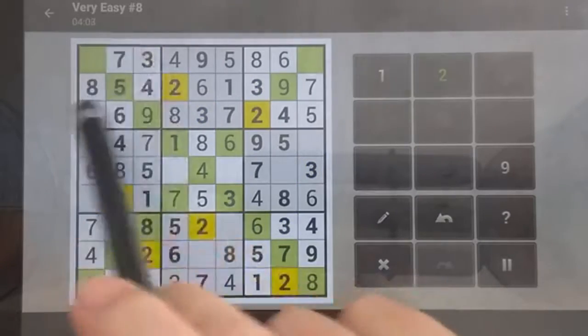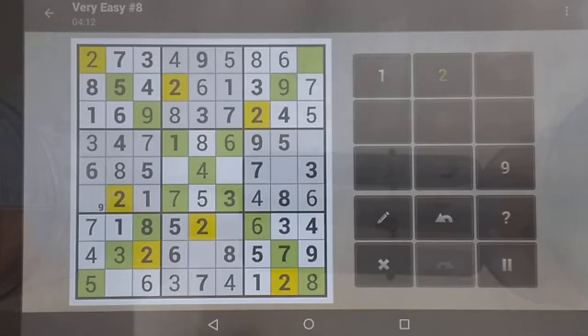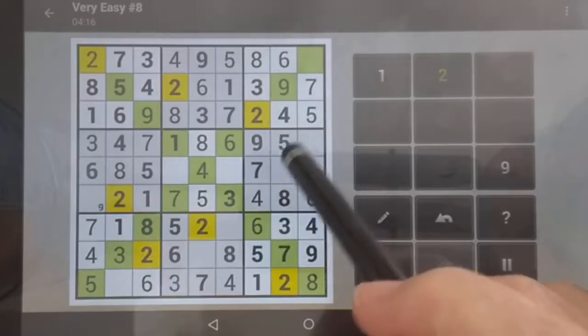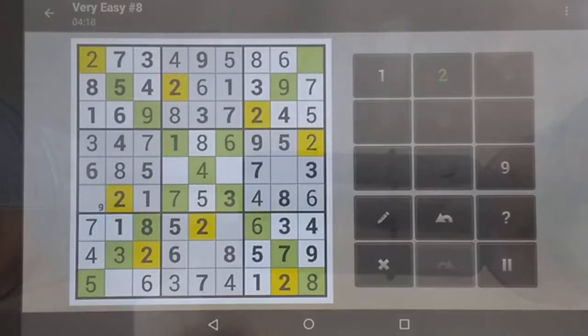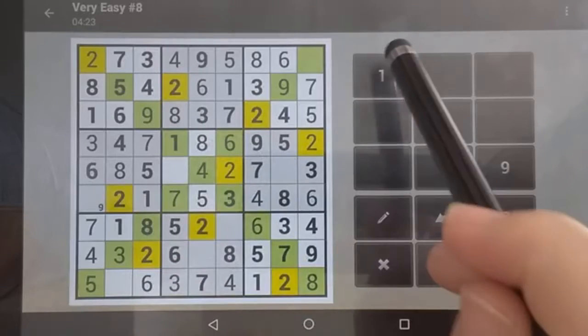As for the 2s, there's only one space available. It still needs a 2, so that is that. There's 2 spaces available, but this one's blocked, so that's where that one goes. 2 spaces again with 1 blocked, so that's where that 2 goes.